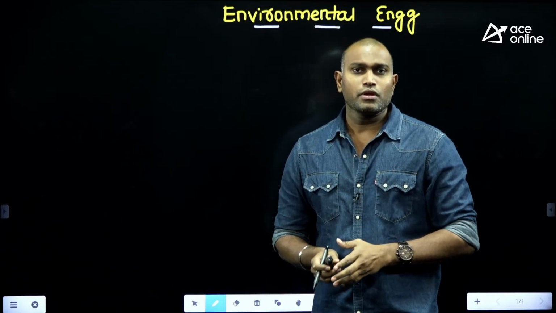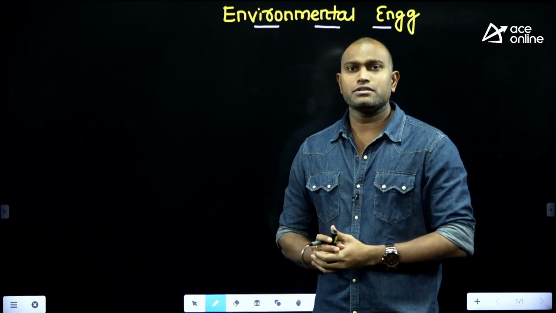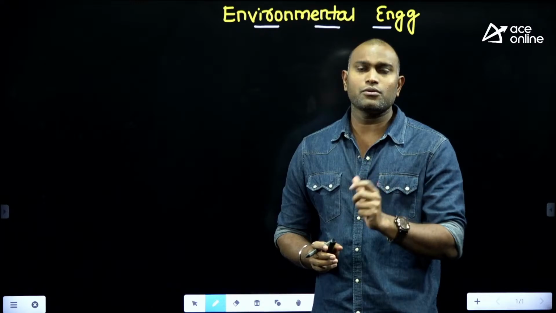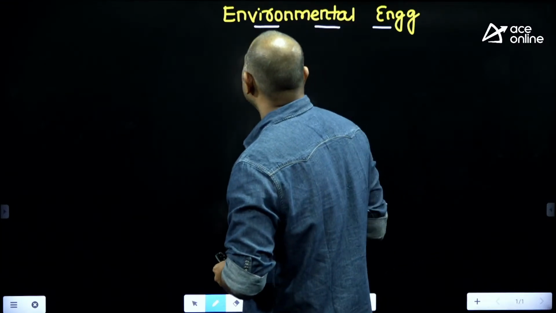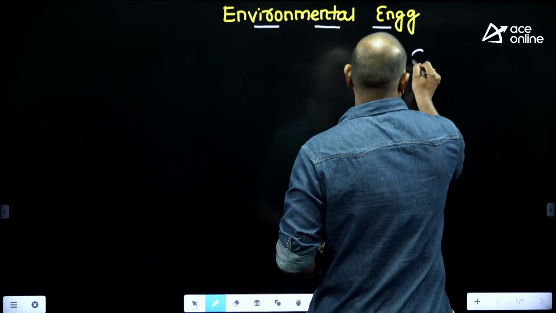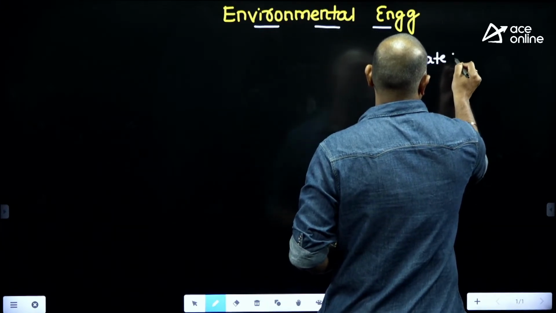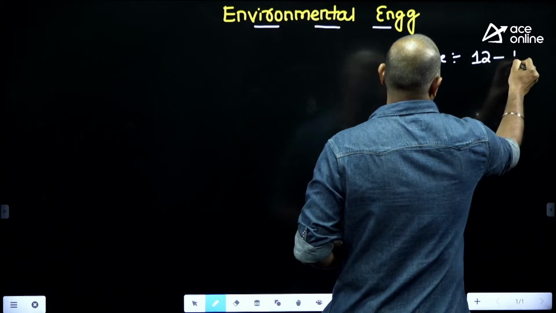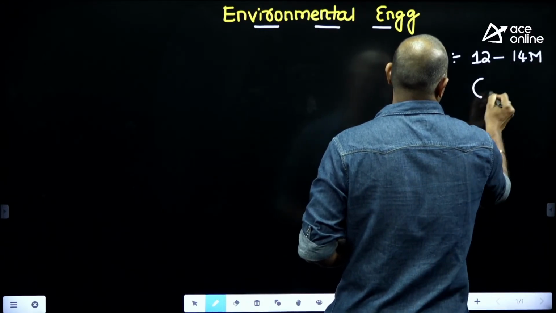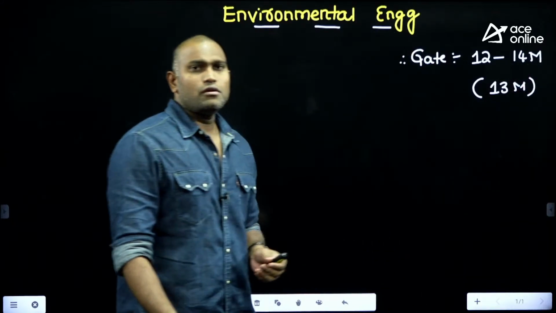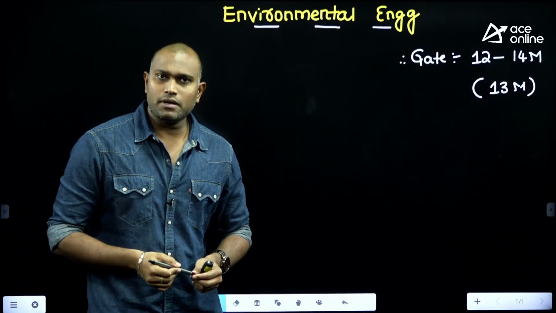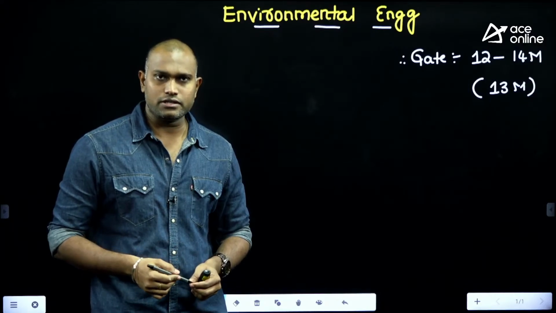But now, if we see the past three to four years, more or less both weightages are the same. So first of all, in the case of environmental engineering, the GATE weightage is now 12 to 14 marks, on an average 13 marks. You see, the recently held GATE examination, GATE 2023 also.